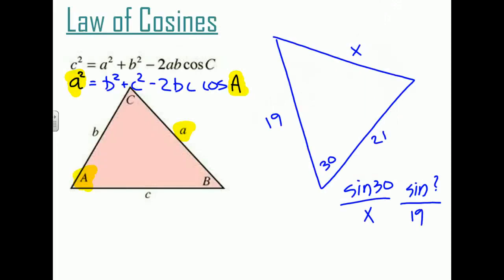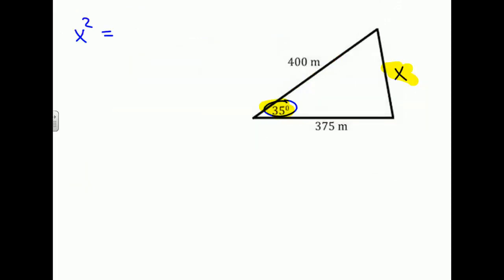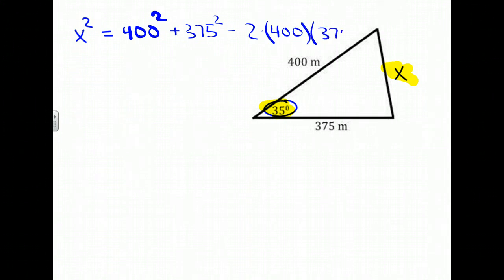Okay, so now we're going to have plus b squared plus c squared. Our b and c are 400 and 375. So I'm going to take my 400 squared plus 375 squared minus 2 times those numbers, and then finally times the cosine of the angle, 35 degrees.